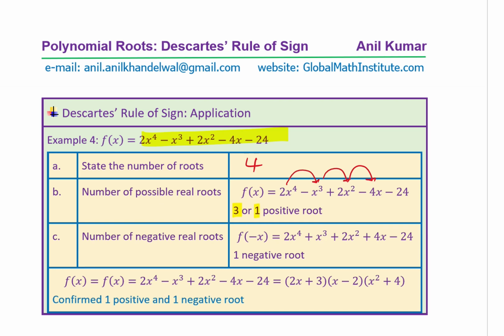Maximum 3, minimum 1 are the possibilities. For f of minus x, reverse the sign for the odd terms, right? And once we do that, let's figure out the change in sign. Well, there's only one change in sign, so for sure, one negative root. Is that clear to you? When you factor this, what you get is something like this. I'm leaving this part to you. Apply the remainder theorem or the techniques which you have learned to factor.